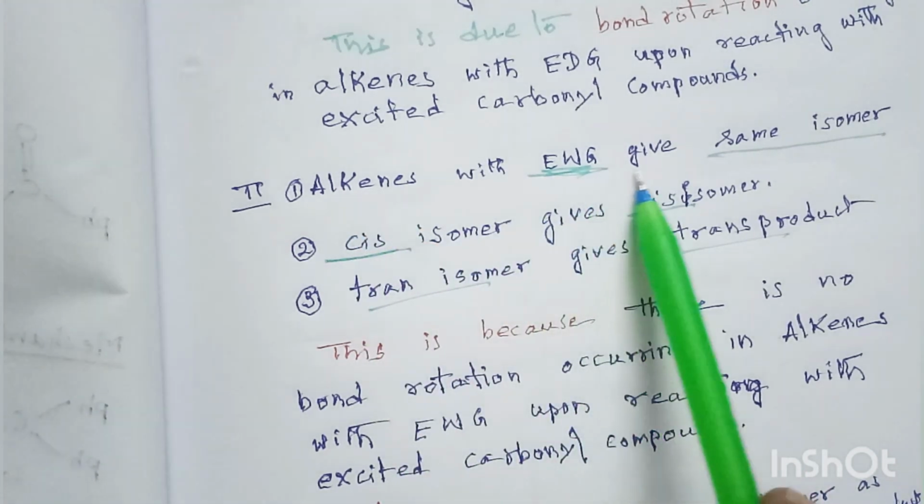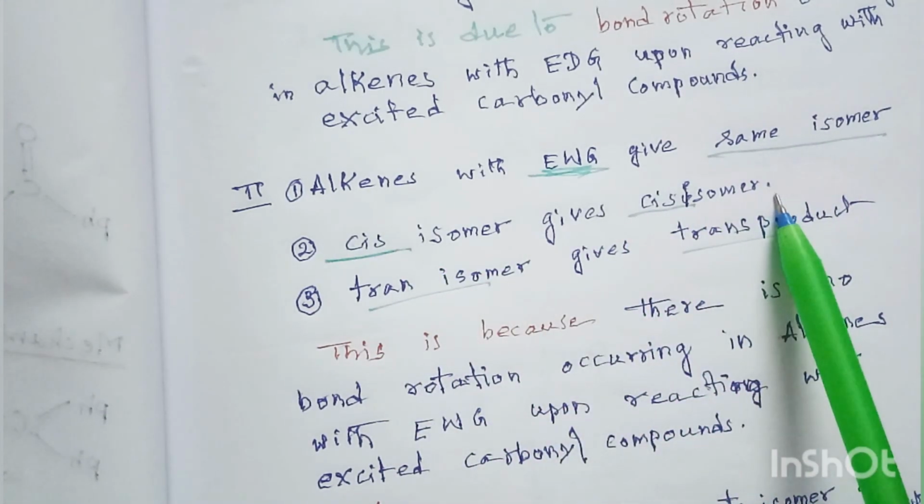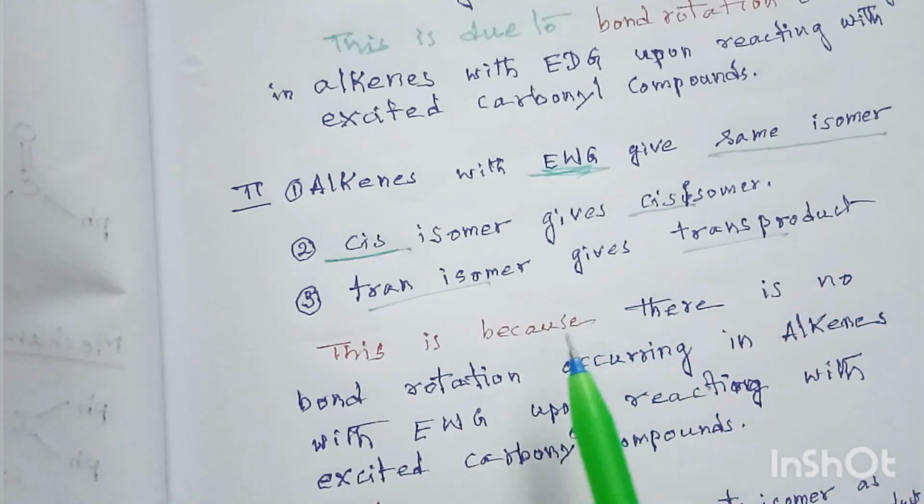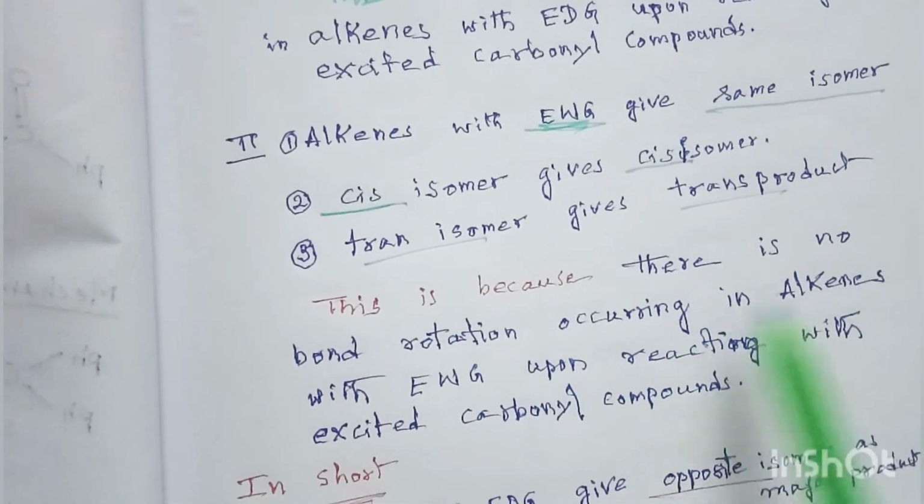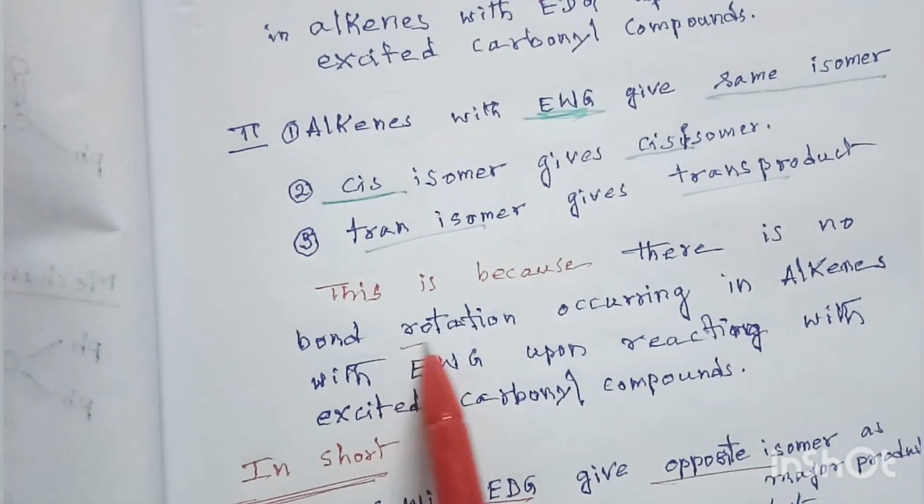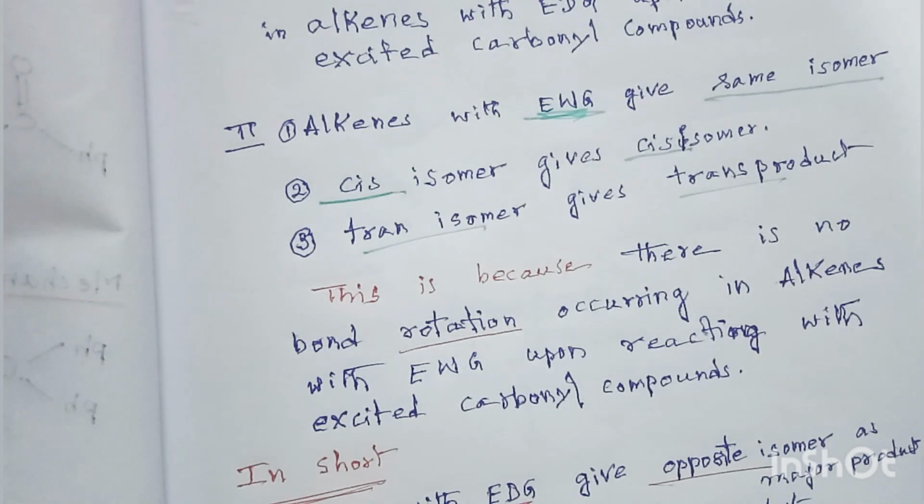Alkenes with electron withdrawing group give the same isomer. Cis isomer gives cis isomer, trans gives trans isomer. This is because there is no bond rotation occurring in alkenes with electron withdrawing group reacting with excited carbonyl compounds. So bond rotation does not occur when an alkene with electron withdrawing group reacts with excited carbonyl compound.